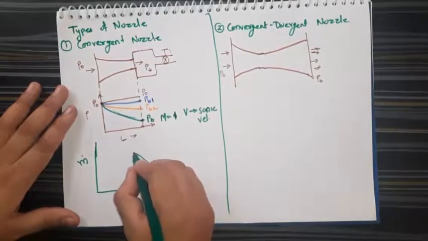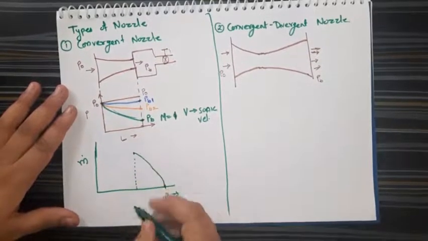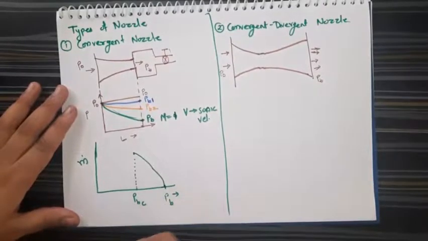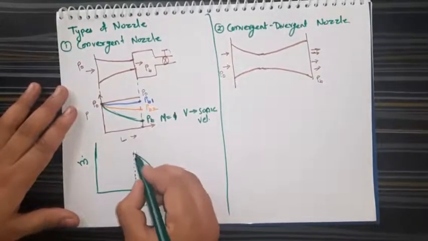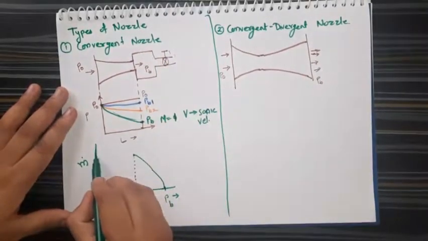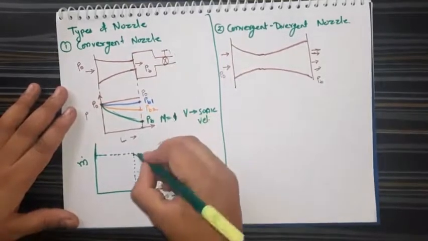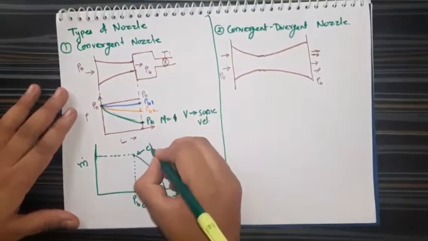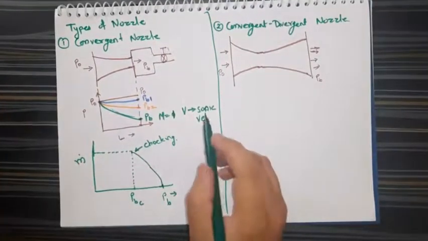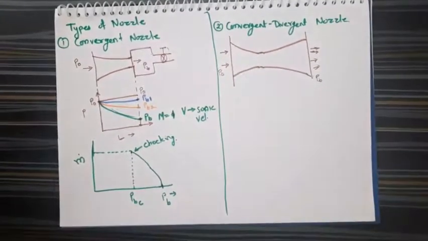But when it reaches the sonic velocity, here is a critical PV. Okay, so we can see that it is a critical back pressure. After this, even if you allow the valve to open further, there will be no change in the mass flow rate and you will get a constant mass flow rate. So this condition is known as choking. Hence, wherever you need a velocity more than the sonic velocity, convergent divergent nozzles are used.